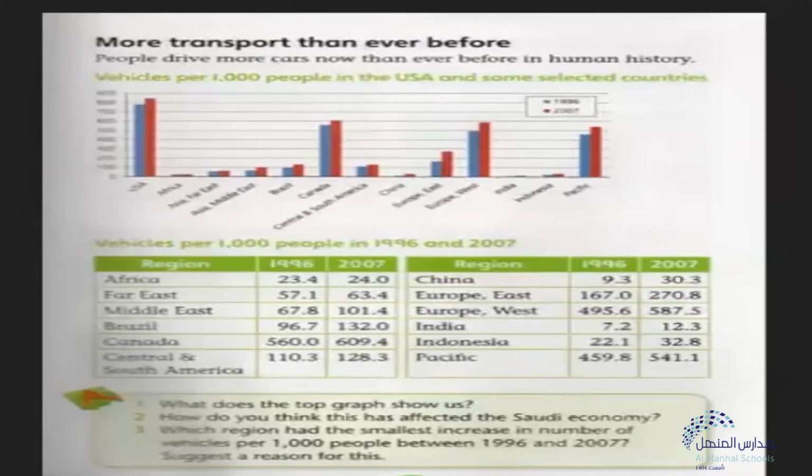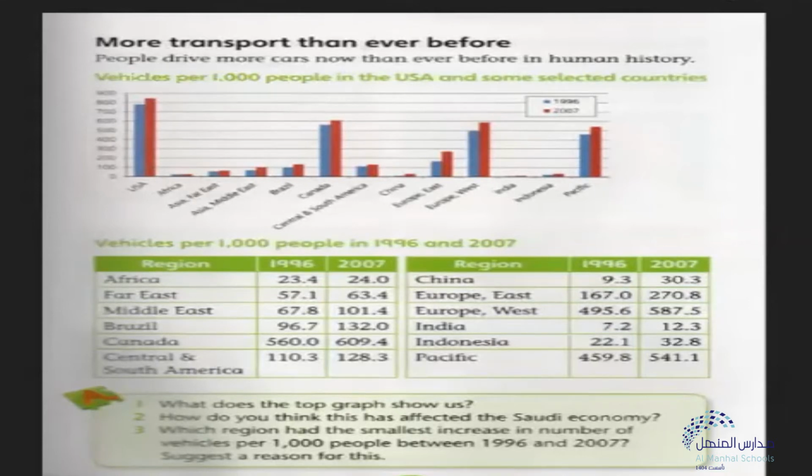On page 131, they talk about there being more transport than ever before. There you also can see a diagram or a graph showing people drive more cars than ever before in human history. That graph is just a layout of how many people per thousand in the USA are driving. This graph is from 1996 to 2007. You can see it's blue and red. Remember, it's per thousand people.